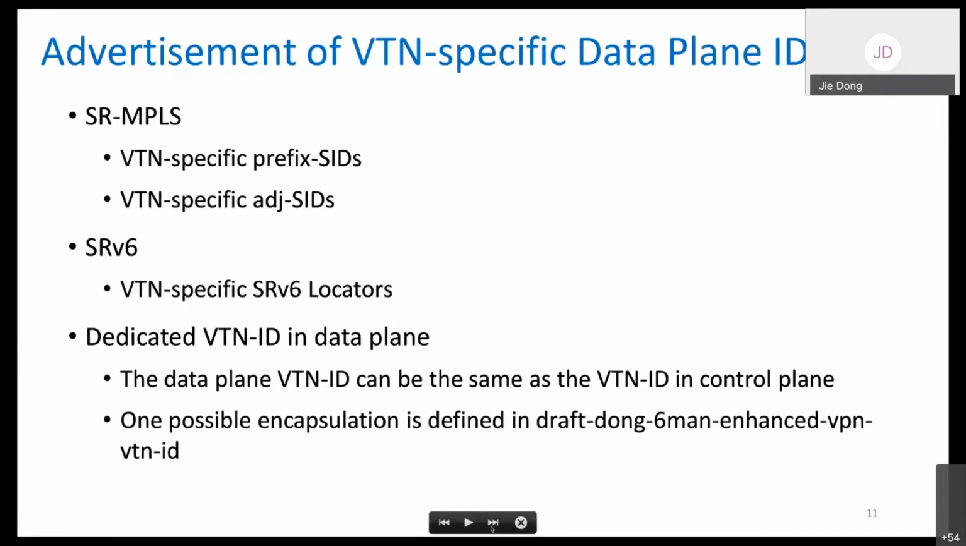And here we also mentioned another data plane mechanism, which is we can consider introducing a dedicated VTN ID in the data plane, so that the data plane VTN ID can be the same as the VTN ID we carried in the control plane protocols. Here we have an optional encapsulation defined in the draft mentioned here, which is to use the extension headers in IPv6 to carry the VTN ID field.